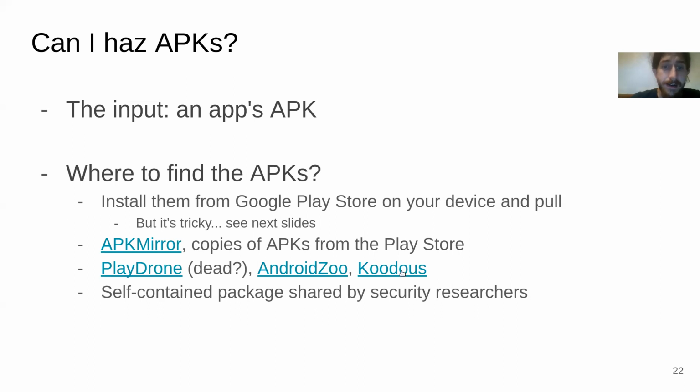Here there are other links where you can get some APKs to play with. APK Mirror is one resource. Playdrone was very cool, but it was like a huge data set of apps crawled from the Play Store, more than 1 million. And I think it's dead. The link is still up, but I couldn't find where to download them, so I don't know. And then there are two other resources, Android Zoo and Kudos. They're like repositories of apps, so you can check them out.